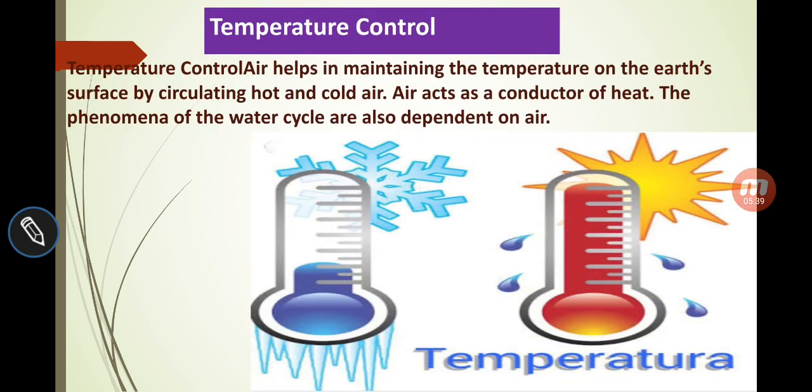Temperature control. Air helps in maintaining the temperature on the earth's surface by circulating hot and cooler air. Yes, my dear students, you have already discussed in lower classes land breeze and sea breeze. So because of circulating hot and cool air, the temperature of the earth is controlled. Air acts as a conductor of heat. The phenomenon of the water cycle also depends on air. Yes, my dear students, water cycle means raining. When it will happen also depends upon the rate of air blowing, meaning wind.